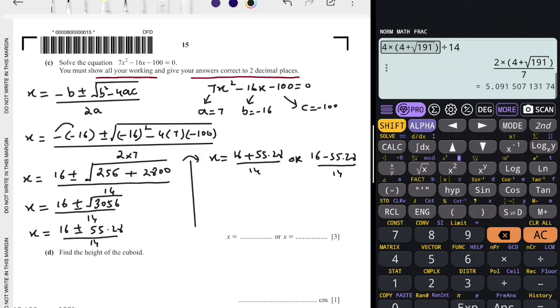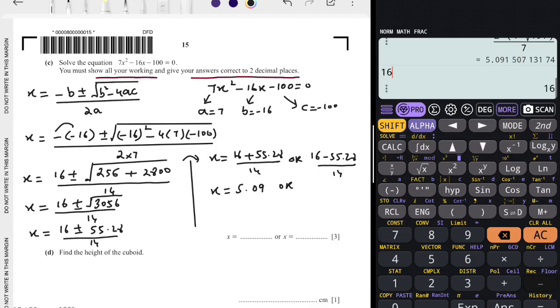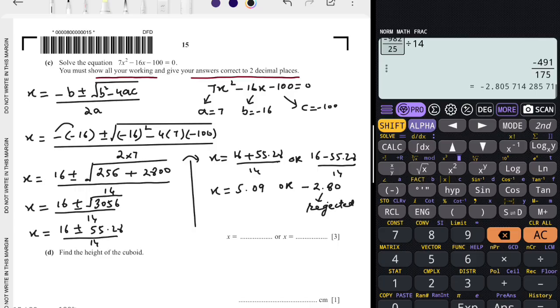So one answer would be 5.09, and the other answer would be 16 minus 55.28 and divide by 14. So this answer would be negative. So the negative answer would be rejected. Although we have to write both answers, for the next part we have to use the positive answer.